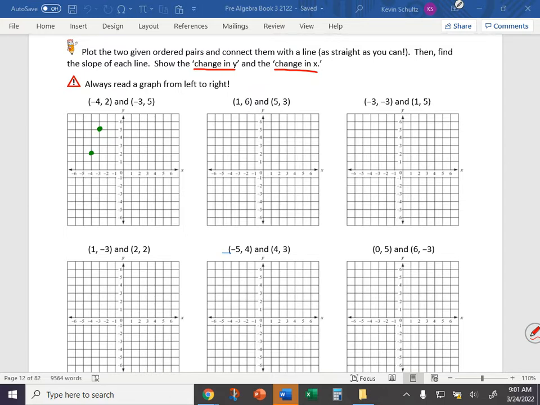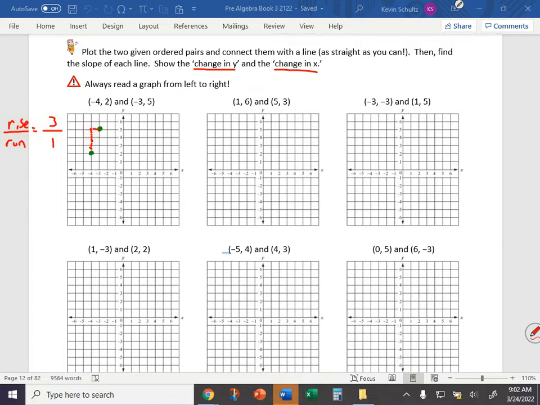Kylie. Over 1, up 3. Okay. So we're going over 1 and up 3. I'm gonna change that. The order is important here. Since slope is change in y over change in x, or rise over run, we want that change in y written first. So Kylie's saying we're going up 3 and over 1. Right? That would be the slope. The rise over run equals 3 over 1. Okay? Up 3 over 1.